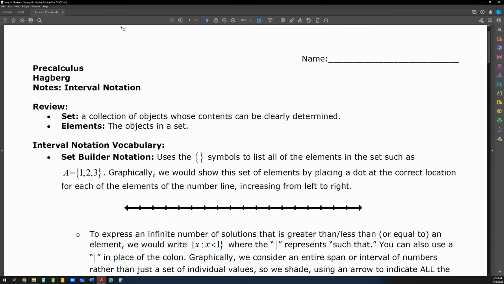We're going to be beginning with chapter 2, which is on functions. Our very first notes are on interval notation. I want to start off with some review. I want to just look at some vocabulary terms.